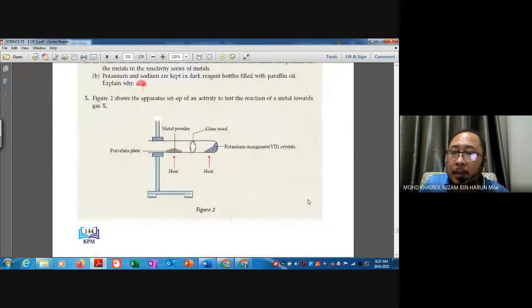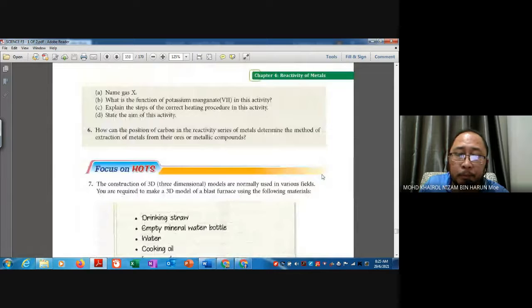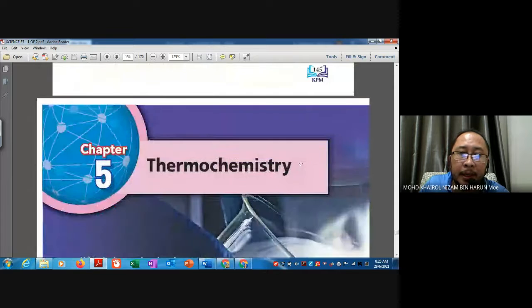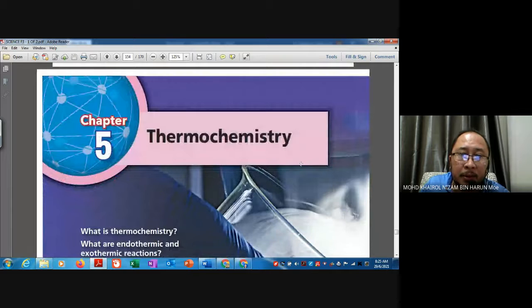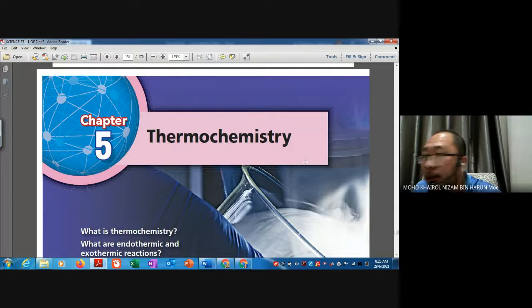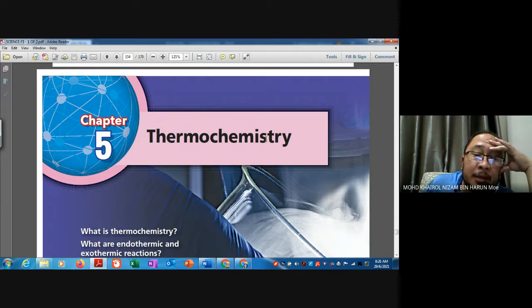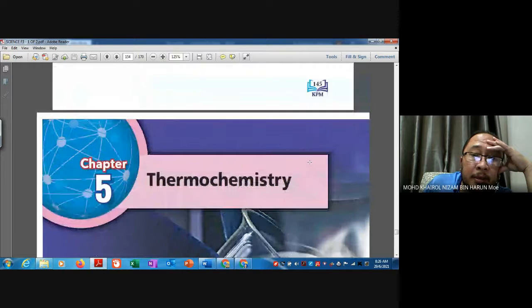So we finish chapter 4, and then the next chapter is also chemistry, chapter 5, thermochemistry. The new syllabus in your Form 3, exactly this one in the chemistry subject, but lowered down to your level. Exactly, this is the highest syllabus in Form 4.